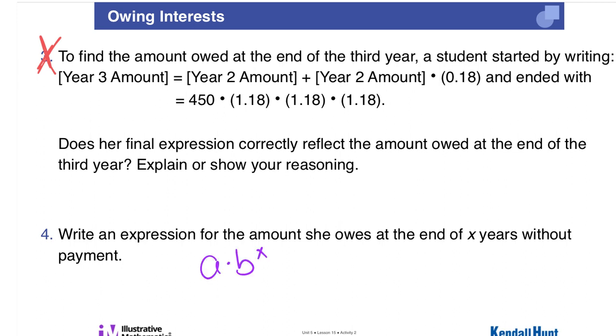For number 4, we can use the a times b to the x formula for exponential growth that we've been working on. A was the original amount, which was 450. And you notice back in number 2, all we did was we kept multiplying by 1.18 over and over again. And so we're going to multiply by 1.18 x number of times. X is going to be the number of years. And this would give us the total amount that she's going to owe.